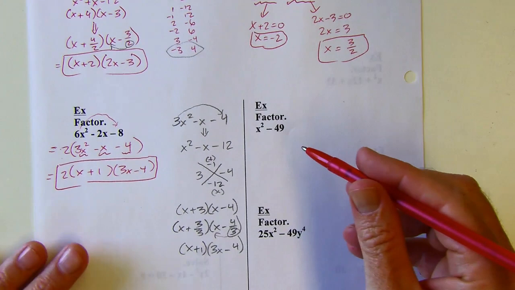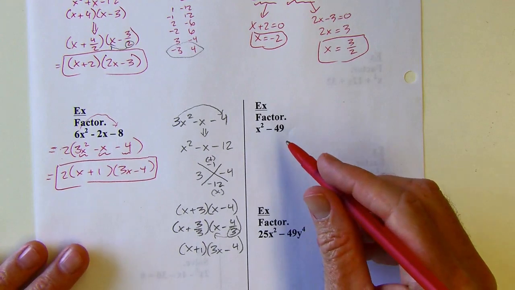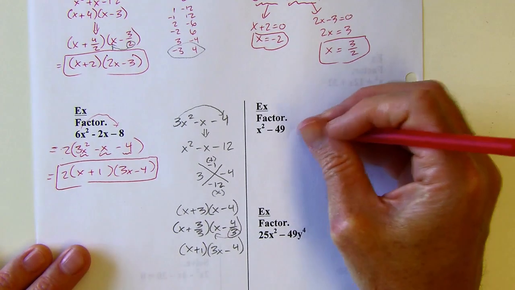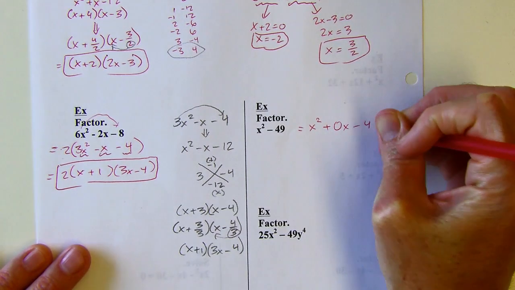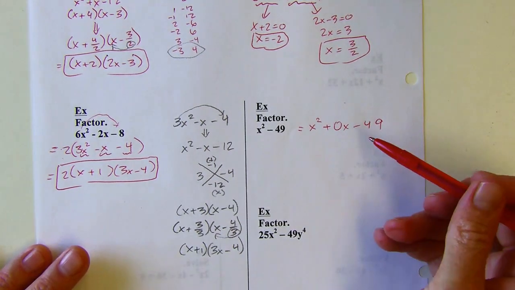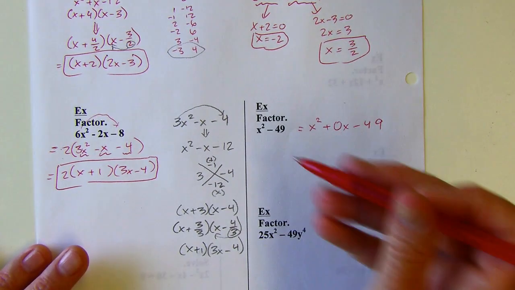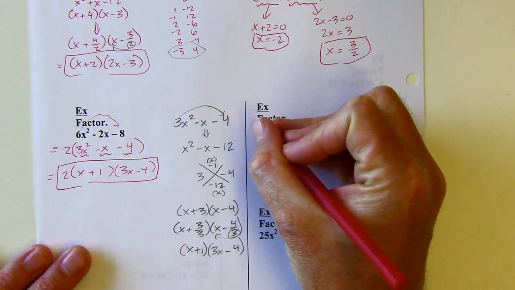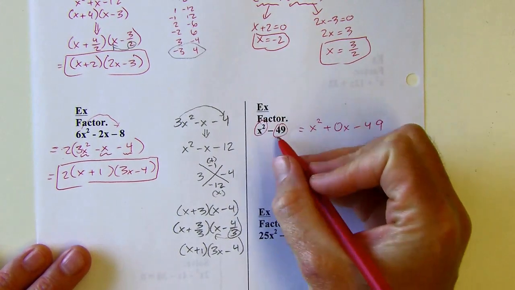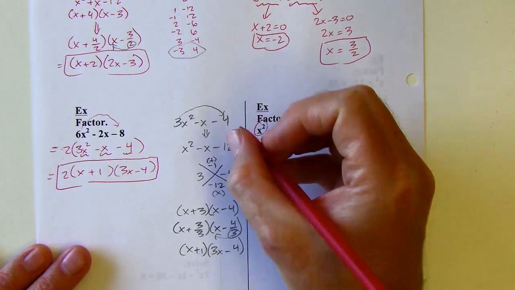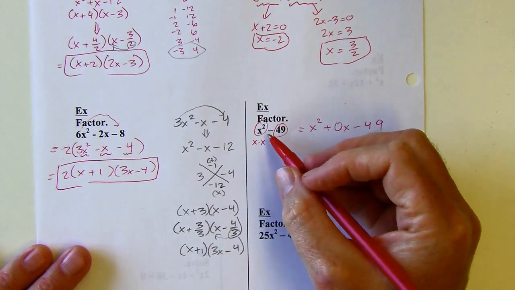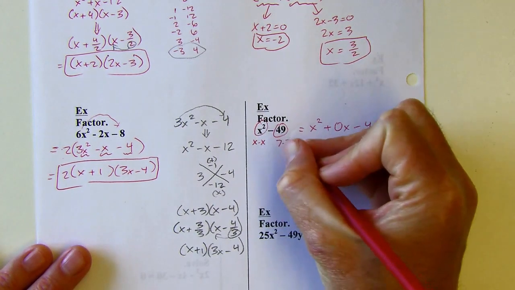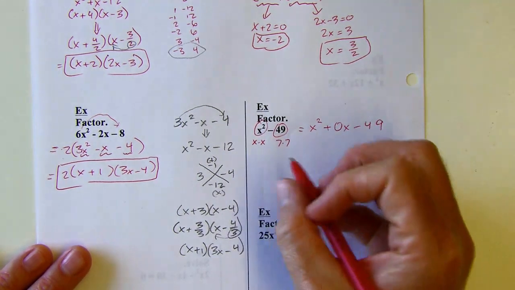You might recognize this is actually a difference of squares. You could think of this as x squared plus 0x minus 49, and you could factor it with a diamond problem, and it will work. But you also might notice, I've got two things subtracted, so it's a difference. And this is a perfect square because x times x is going to equal x squared. 7 times 7 is 49. And then there's a little pattern that works here.